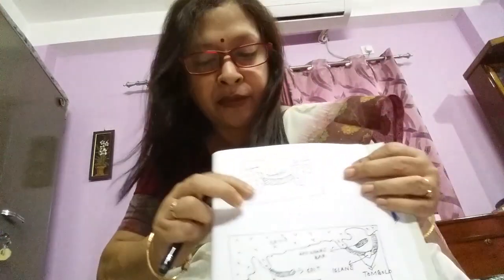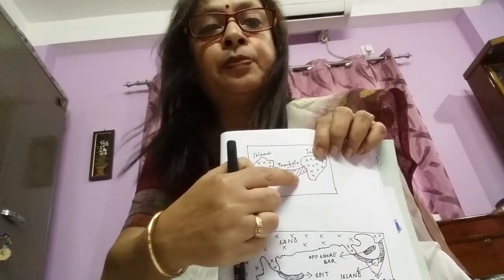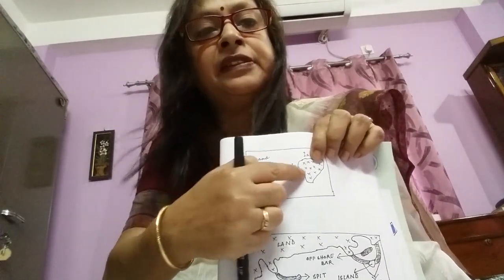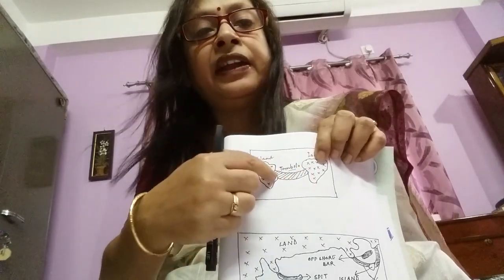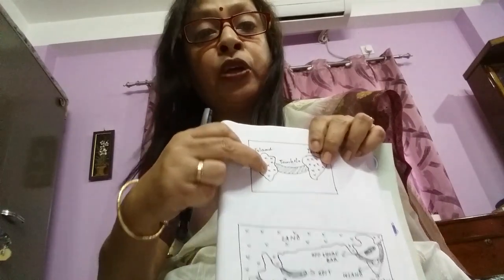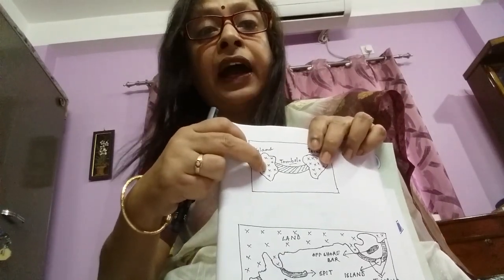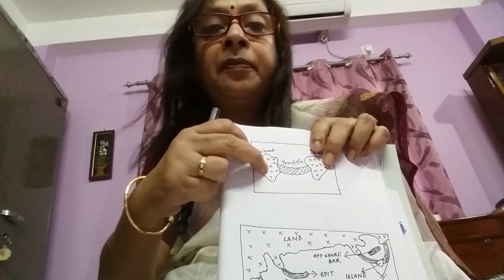You can see the diagram here. Here there are two islands, and this bar of sand, pebbles and gravels is formed in the sea. This bar is known as the tombolo because it is connecting two islands together, or it can connect one island with the mainland.